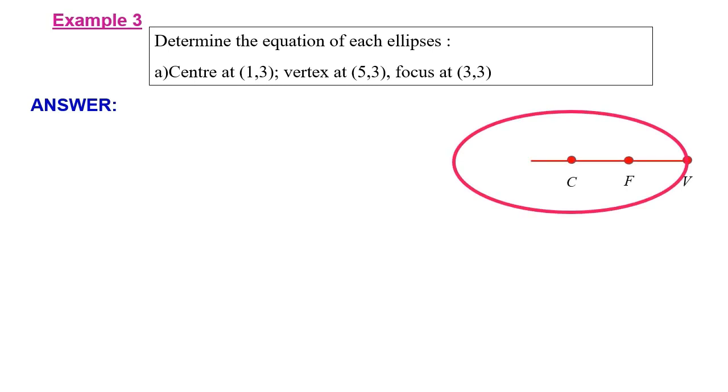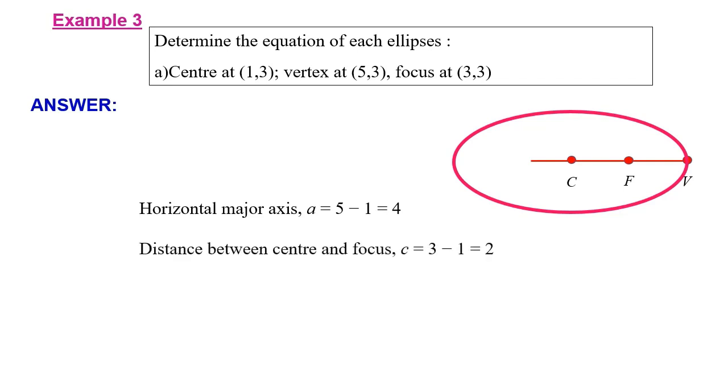So we notice that the shape of our ellipse is a horizontal major axis. The value of a, which is the distance between center and vertex, is 5 minus 1, which is 4. The distance between center and focus is the value of c, so 3 minus 1, we get 2. For the minor axis, to get the value of b, we subtract: 4 squared minus 2 squared, so we got 12.